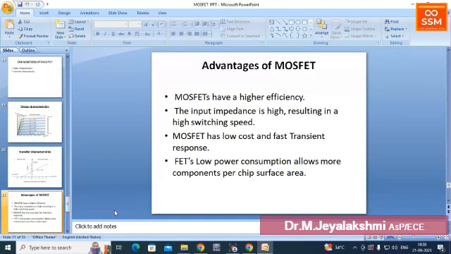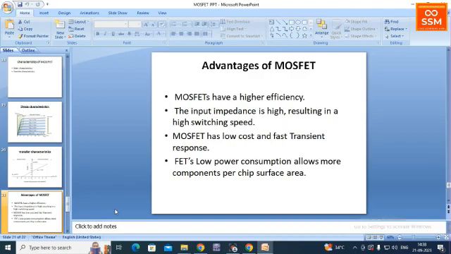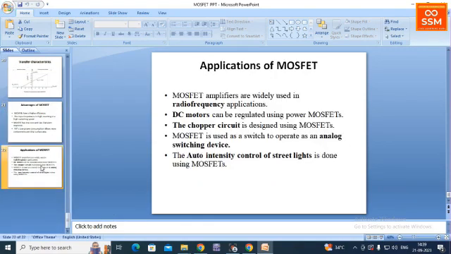And finally, we are discussing the advantages of MOSFET. The MOSFET has higher efficiency when compared with BJT or JFET, and the input impedance is very high, resulting in a high switching speed. It also has low cost and low power consumption. These are all the advantages. Coming to the applications, it finds application in radio frequency, DC motors, chopper circuits, analog switching devices, and the auto intensity control of streetlights is also done using this MOSFET.